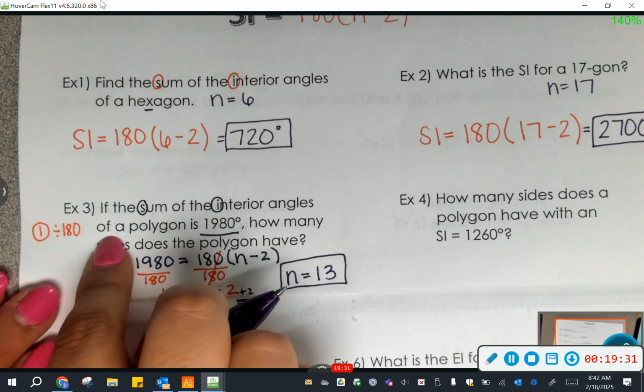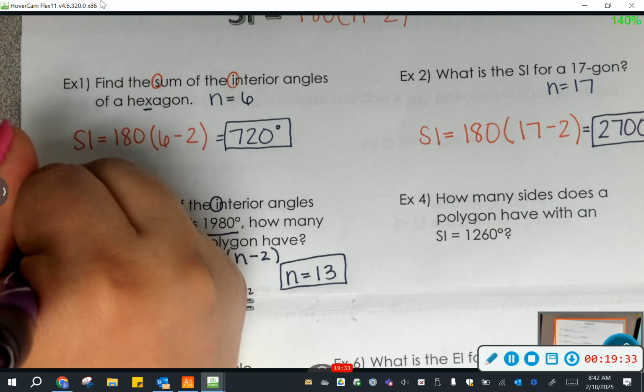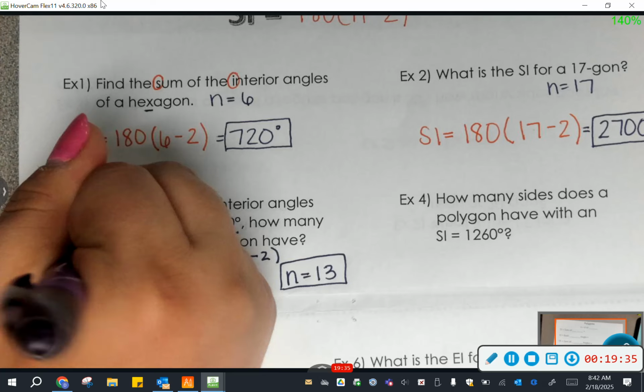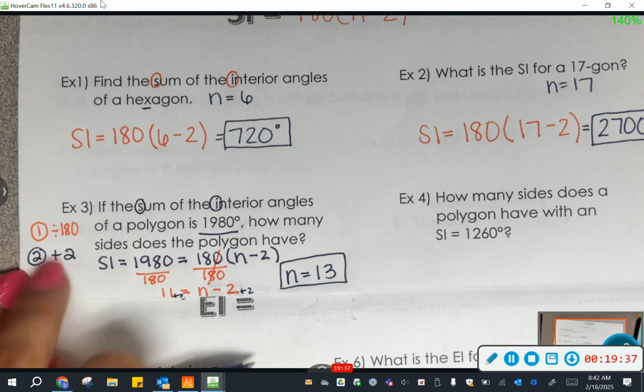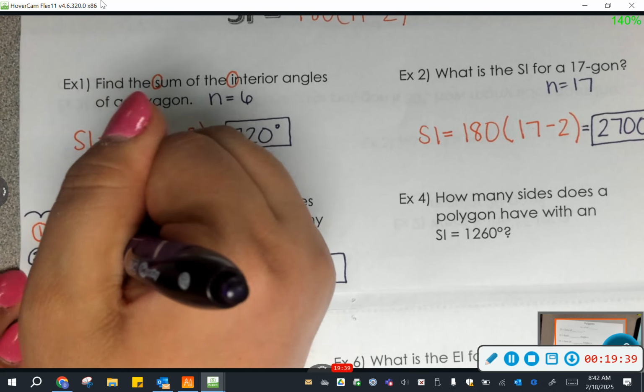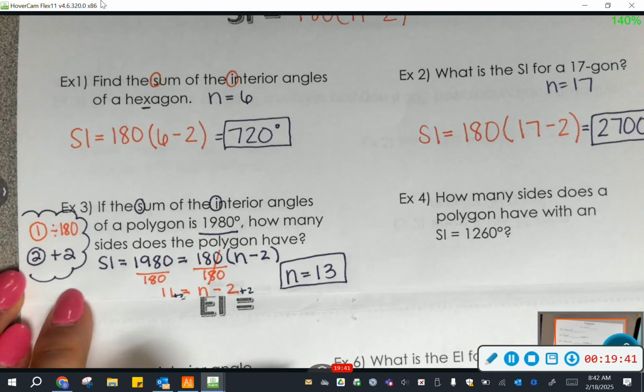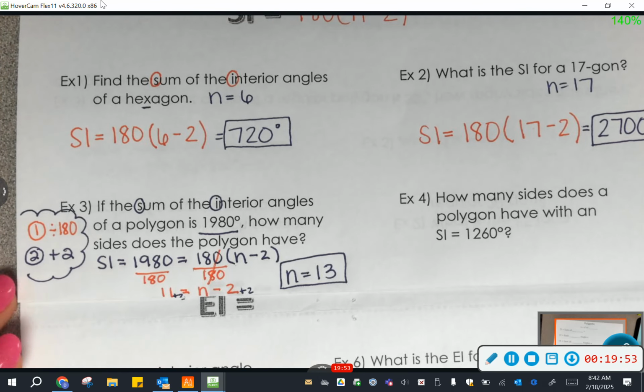The first step, divide by 180. The second step is to add 2. Can you please write those steps down right here? If you go backwards, that is what you are going to do every time: divide by 180, then add 2. I would like you to now do number 4. Go.